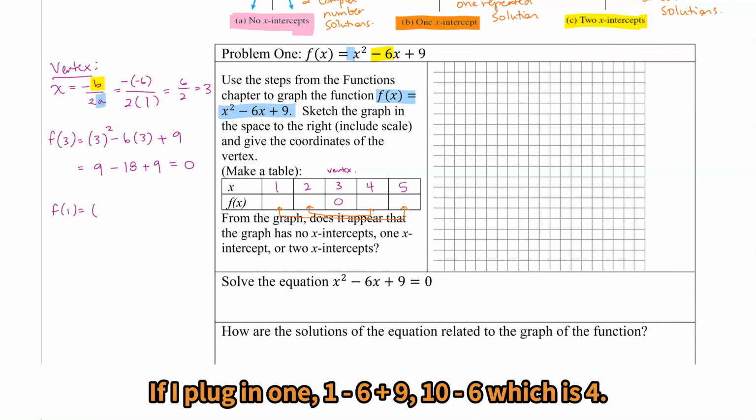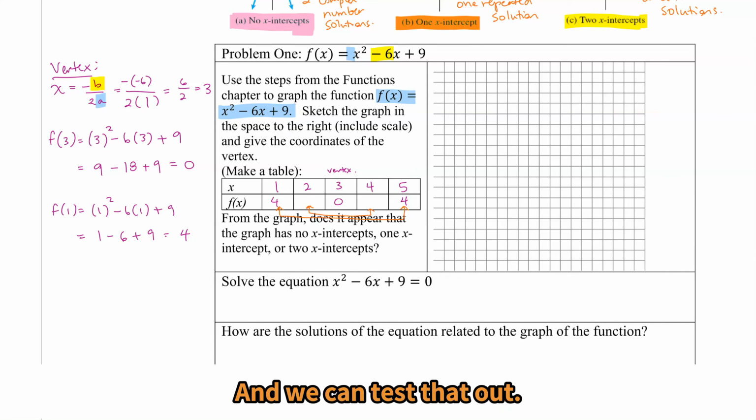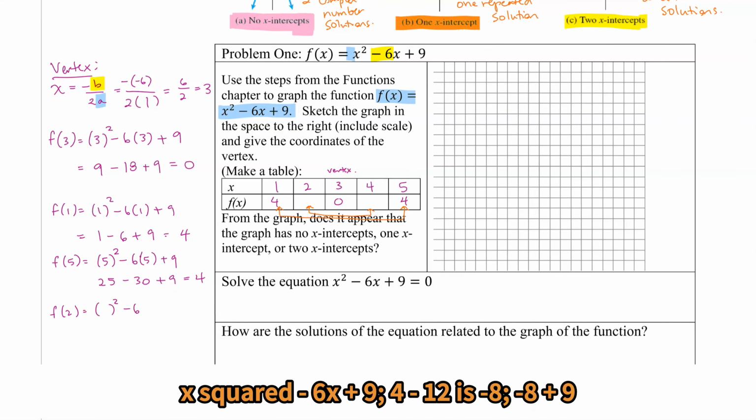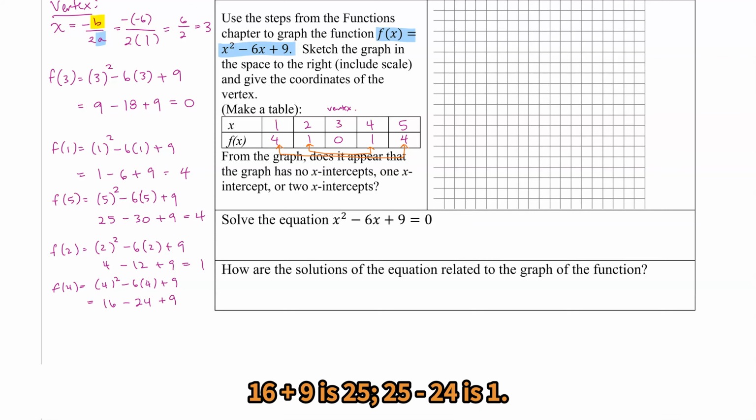If I plug in 1, 1 minus 6 plus 9, I get 10 minus 6, which is 4. That also means if I plug in 5, I should get 4. And we can test that out. 25 minus 30 plus 9, negative 5 plus 9 is also 4. Then you can plug in 2, x squared minus 6x plus 9. 4 minus 12 is negative 8. Negative 8 plus 9 is 1. And so if I plug in 4, I should also get 1. 16 plus 9 is 25. 25 minus 24 is 1.